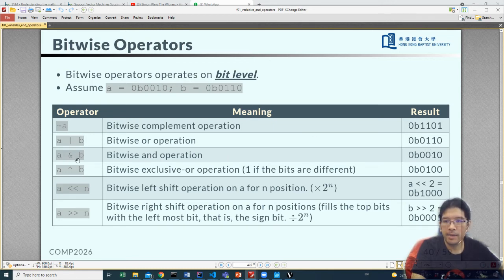And A and B does exactly the same thing, except that we need both bits to be 1, and then it gives you a 1. Otherwise, we just get 0. So the only bit where both of them are 1 is the third bit. So that will give you 0010 as a result.